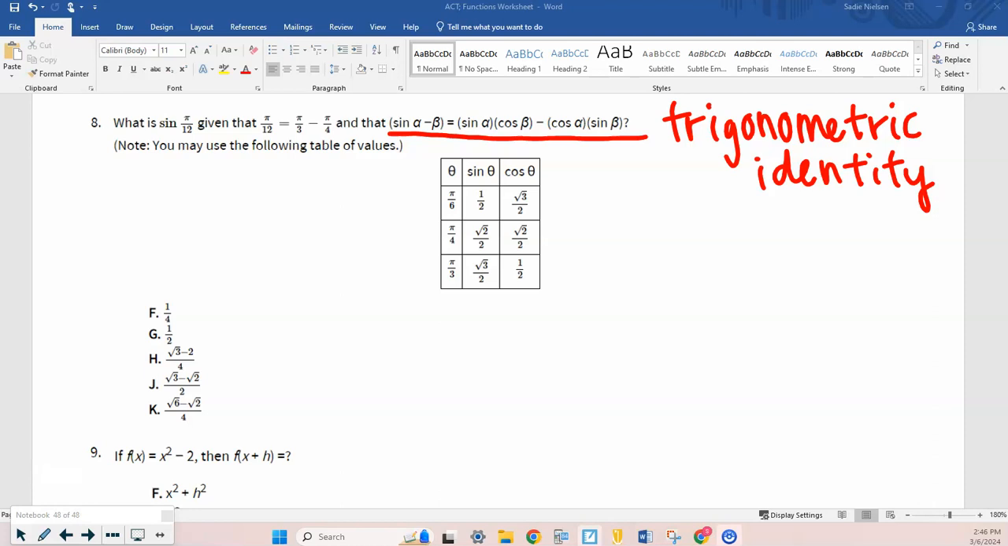So it says, what is sine of pi over 12, given that pi over 12 equals pi over 3 minus pi over 4, and that sine of this symbol is called alpha. It's a Greek letter, okay? And then this symbol right here is called beta. It's also a Greek letter. So given that sine of alpha minus beta is equal to sine of alpha times cosine of beta minus cosine of alpha times sine of beta, okay?